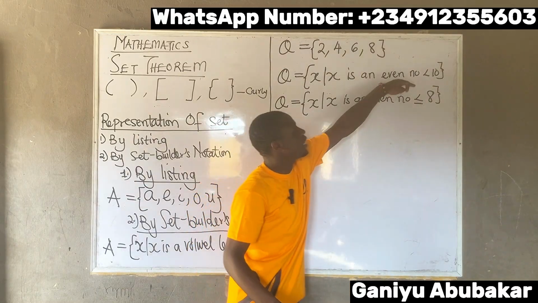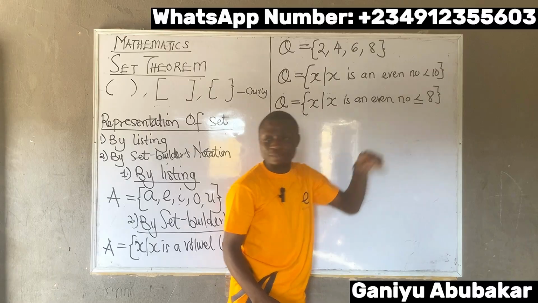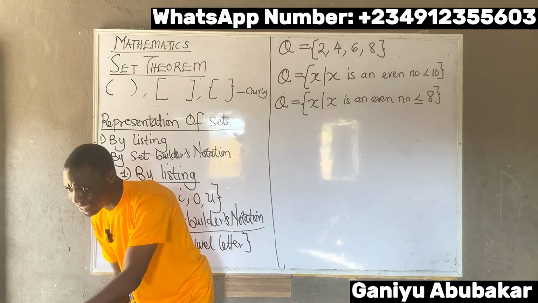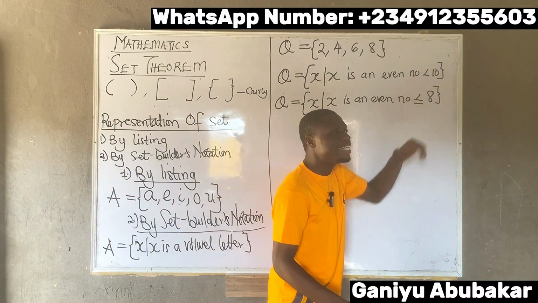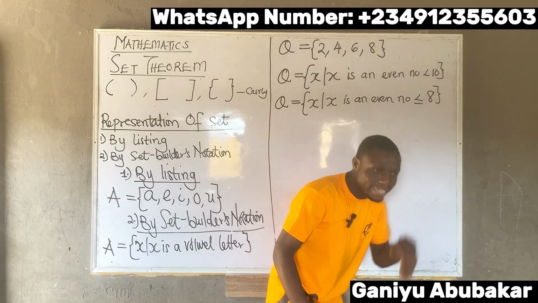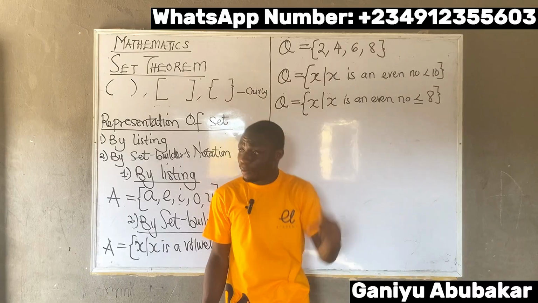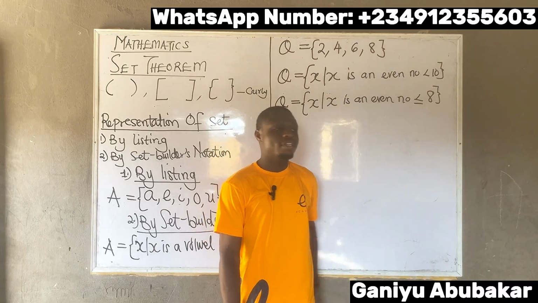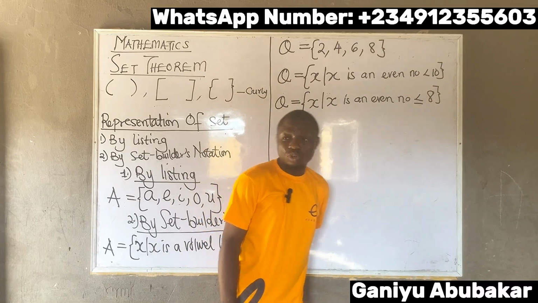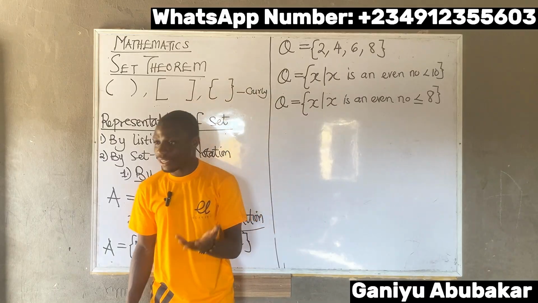If I say less than or equal to 8, it means I am including 8. If I say less than 10, it means that 10 will not be there. If I say less than or equal to 10, it means what? 10 must be included. That's the language. Are we good now? So these two are correct.